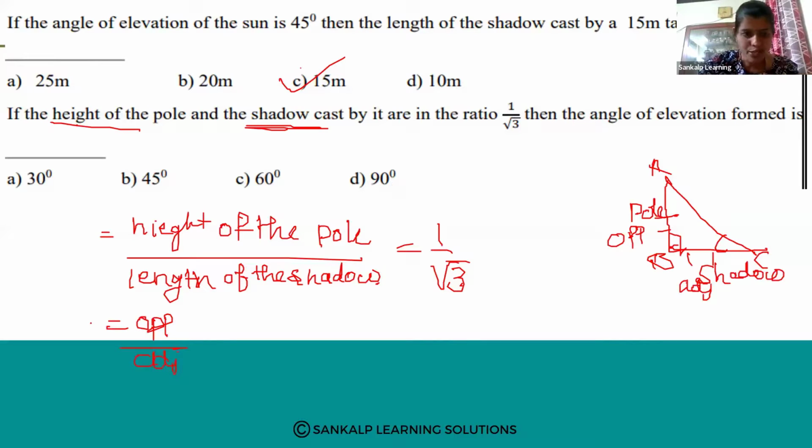Again it is tan theta only. So tan theta is equal to opposite side divided by adjacent side. So opposite side divided by adjacent side ratio already they have given. That is 1 divided by root 3.